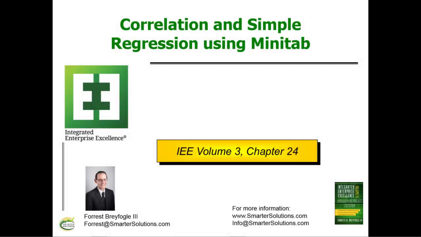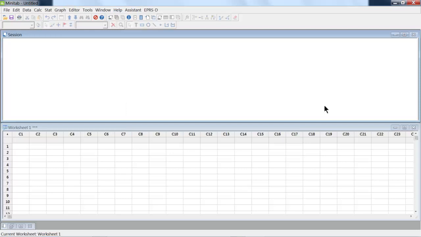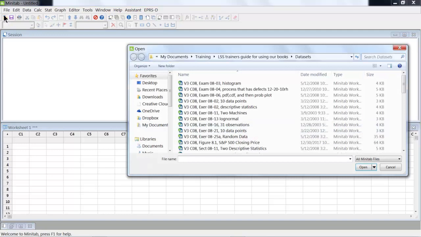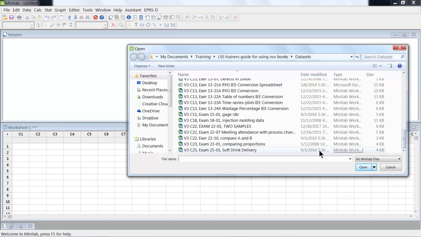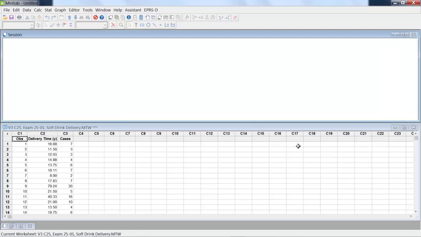In this module, I'll be talking about correlation and simple regression using Minitab. I'll be using a data set to illustrate some of the things that you can do in Minitab. It would be best if you would follow along or stop this video whenever you need to actually get a hands-on experience implementing the techniques.